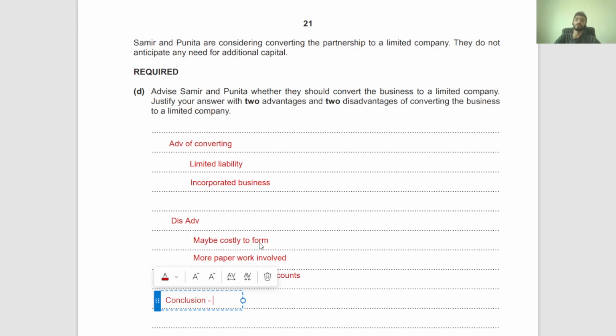Government will be more involved because it's now a limited company, right? It's registered as a company, so it has a little bit of more processes involved. So it's up to you. Your conclusion. It's your choice. Subjective. There is no right or wrong in this.